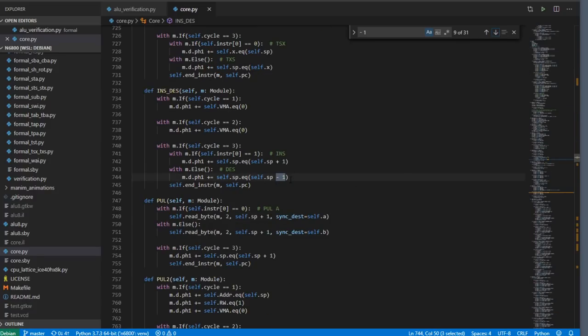And some of them are sp minus 1s, which we should probably turn into address minus 1s, given that we've seen that when you increment or decrement the stack pointer, that usually happens by sticking the stack pointer onto the address lines and then incrementing and decrementing those.